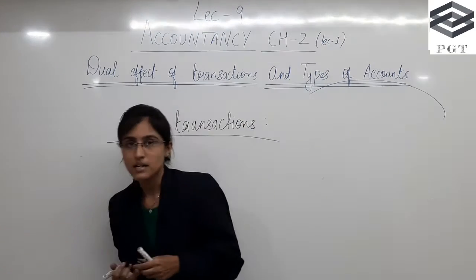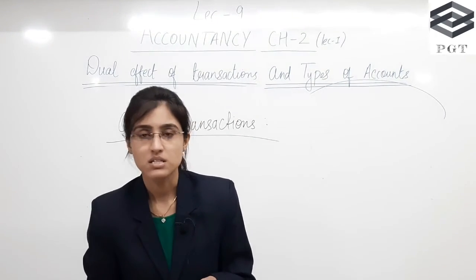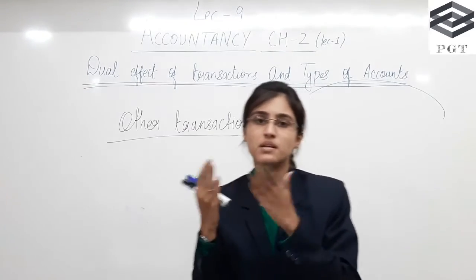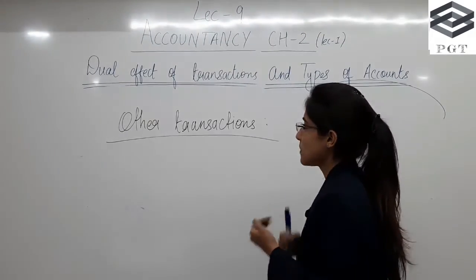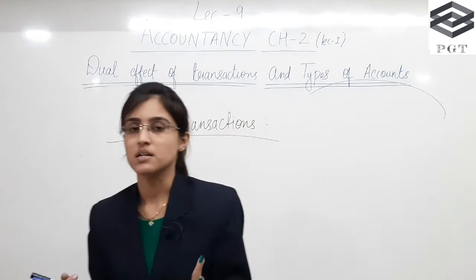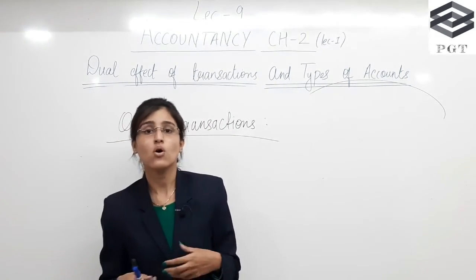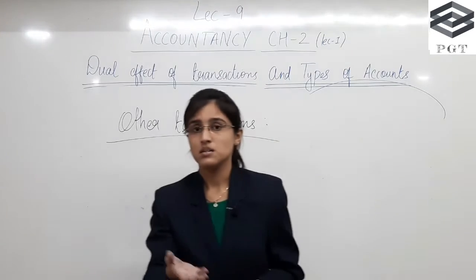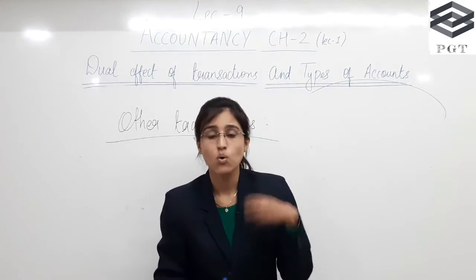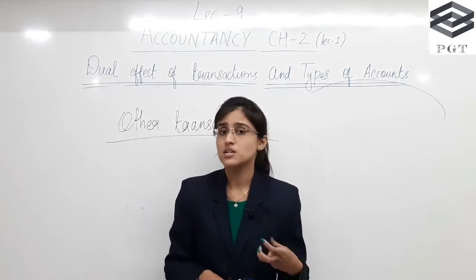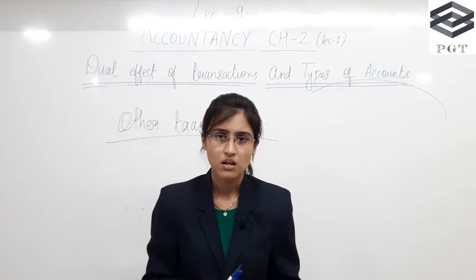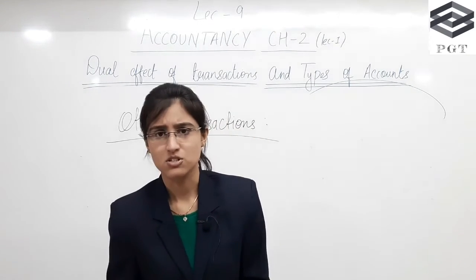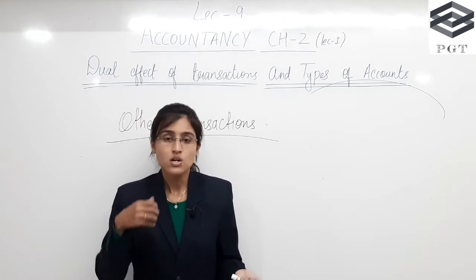Other transactions in the category of an economic transaction, which are they? Now in business, there are many types of transactions. You will purchase something on cash, on credit. You will sell something on cash or on credit. Then you will purchase an asset, you will pay salary. The owner will bring capital, the owner will withdraw some amount, so the transaction related to drawings, etc. There is purchase return, sales return, ample transactions. You are taking loan from someone. You will pay interest on loan.